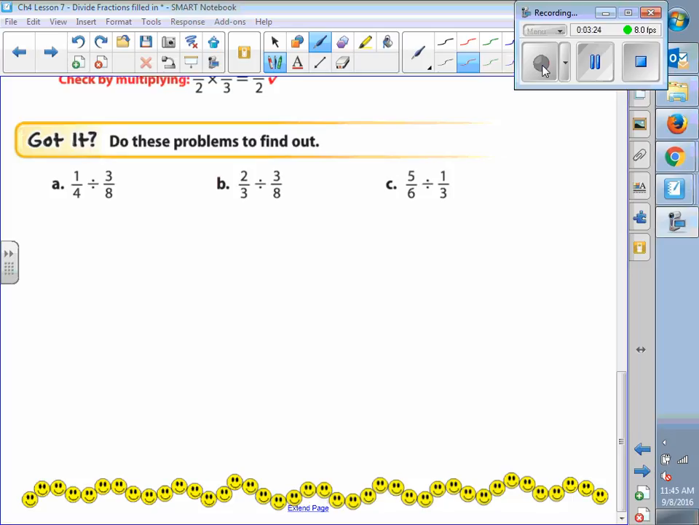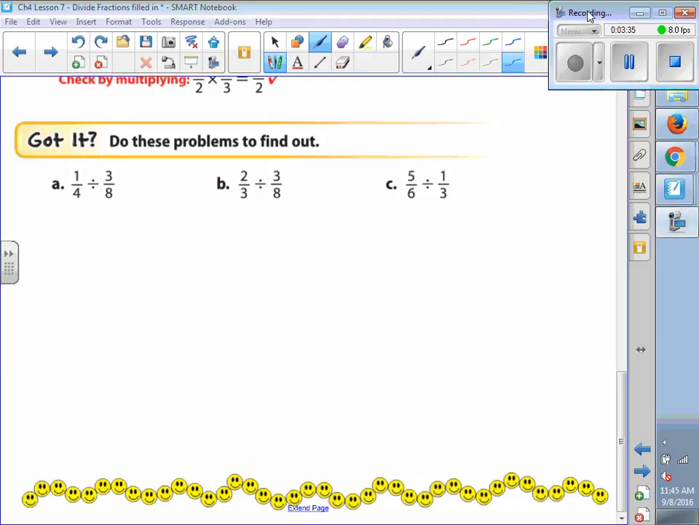All right. So we've got 1/4 divided by 3/8. And again, we're going to multiply by the reciprocal. So we've got 1/4. The first fraction always stays the same. The division becomes multiplication, and the second fraction becomes the reciprocal. So that's going to be 8 thirds. 8 thirds. Don't go too fast.